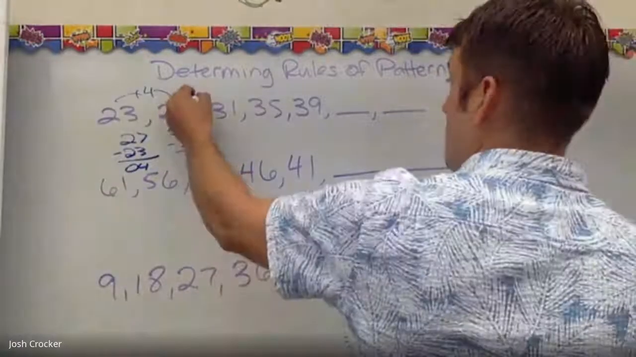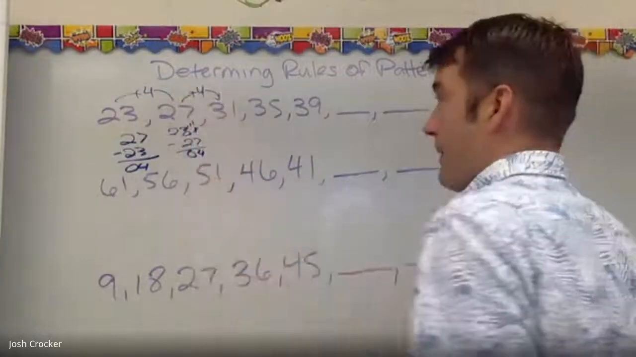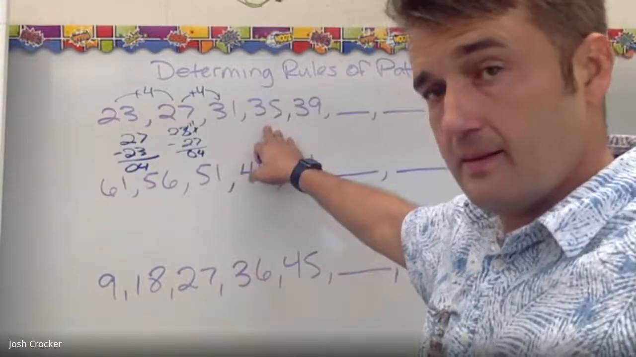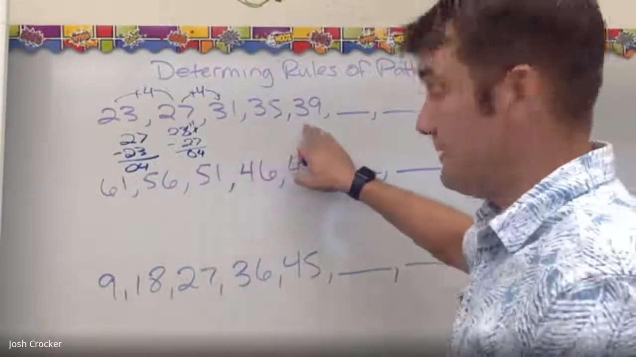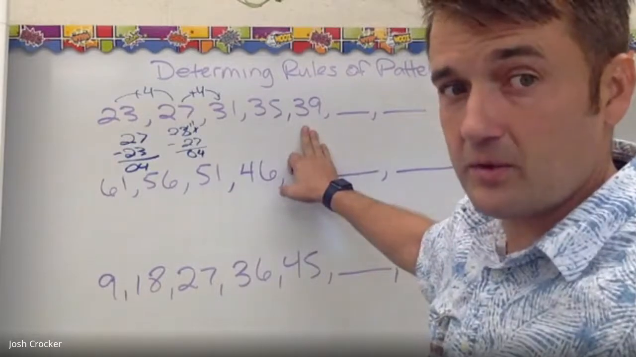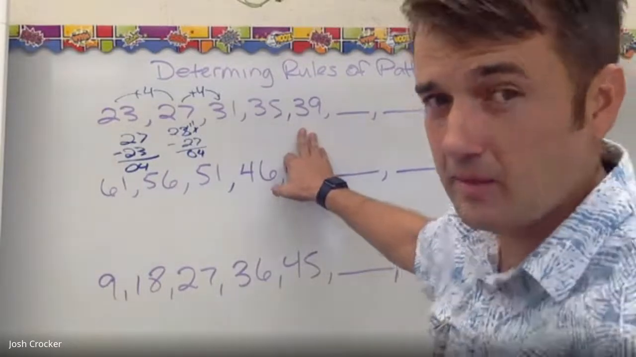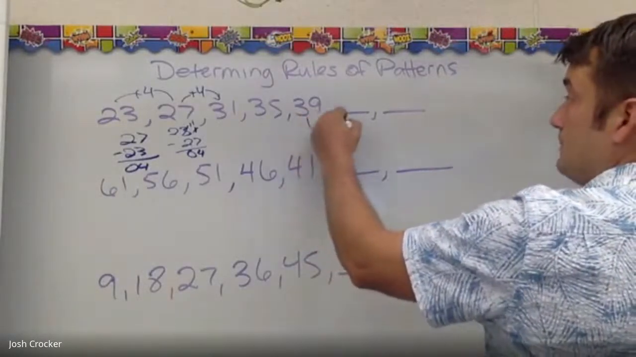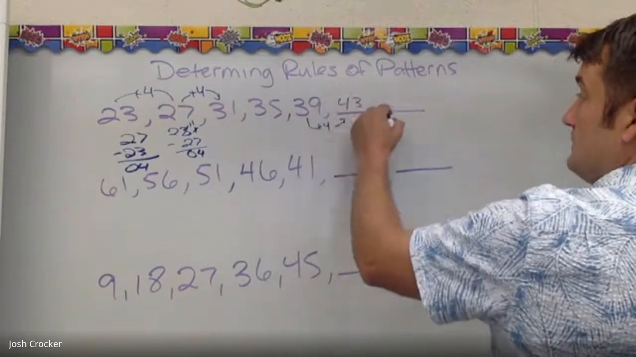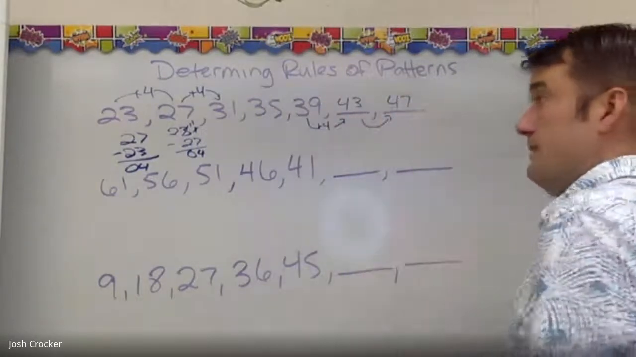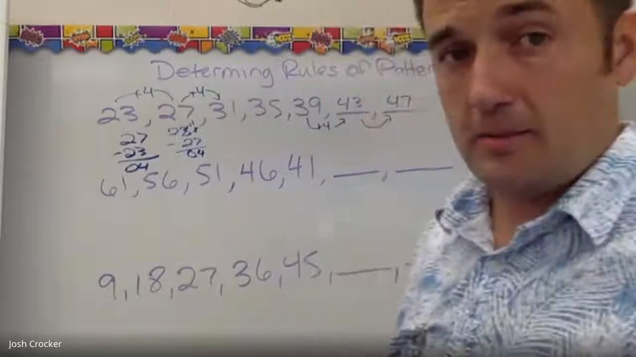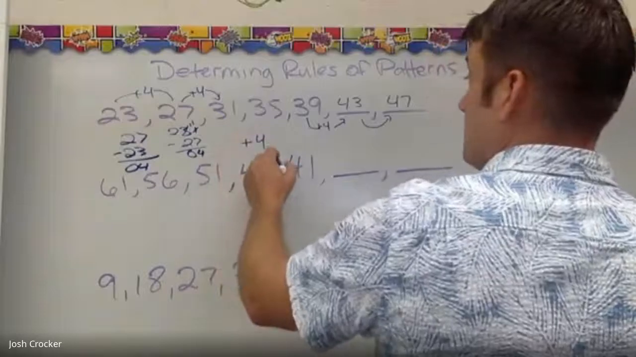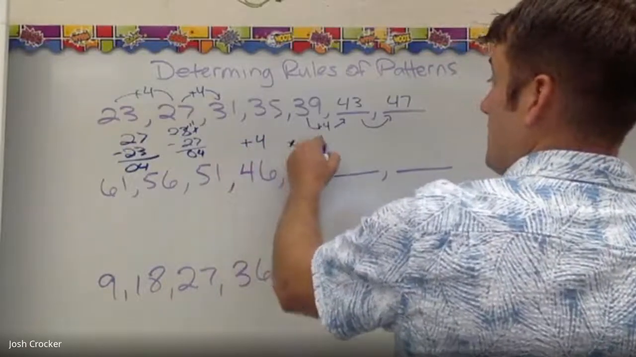But I'm just going to check it more. Is 31 plus 4 35? Yeah, it is. Okay. 35 plus 4 is 39. So that's my rule. If I use +4 more, I get 43 and then 47. Okay. So I determined that the rule was +4, or sometimes you'll see x +4.